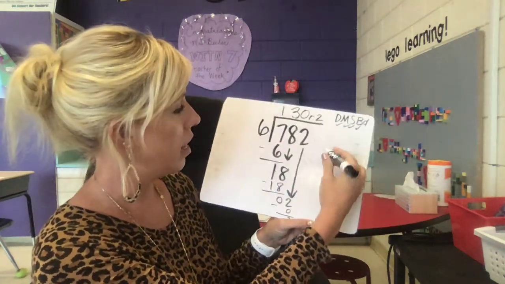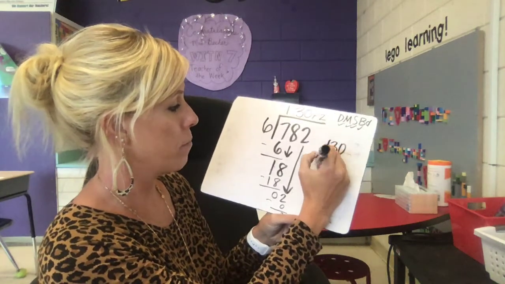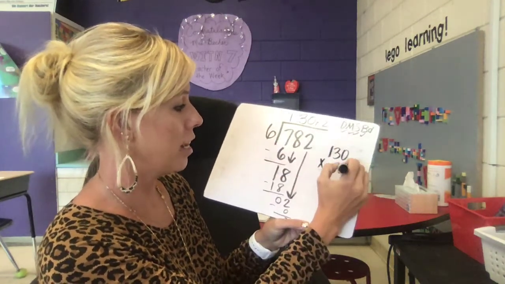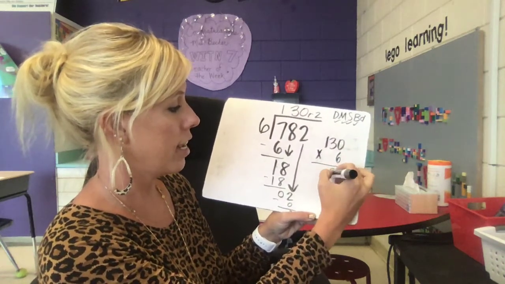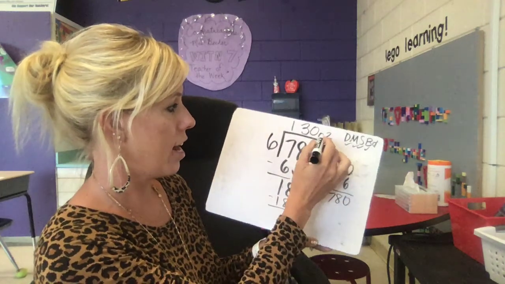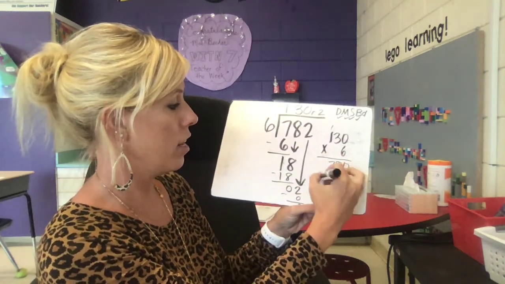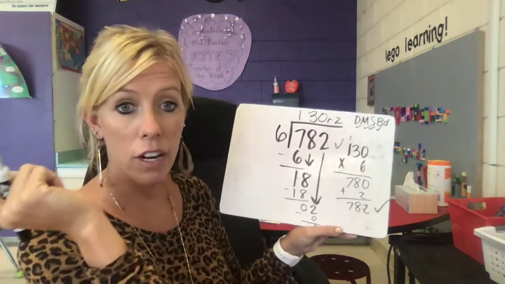All right, so let's check by multiplying. My answer is 130. I'm going to multiply it times 6. 6 times 0 is 0. 6 times 3 is 18. 6 times 1 is 6, plus 1 is 7. And I add my remainder, and it gets me right back to 782.